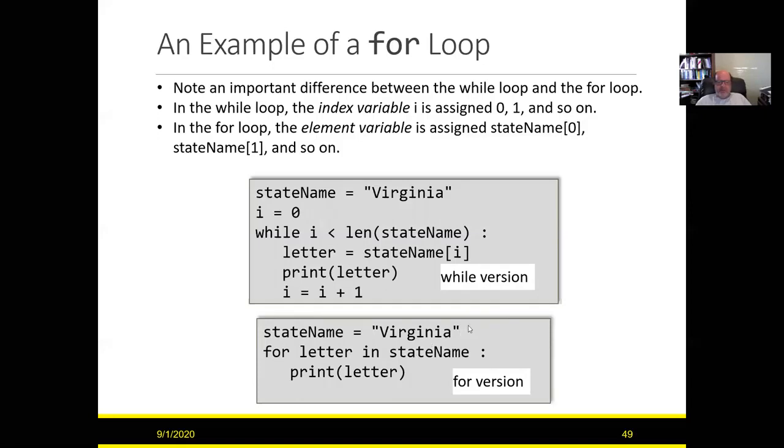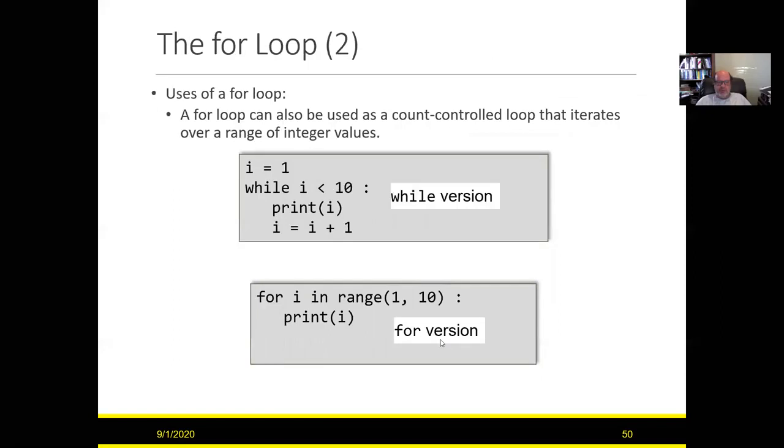Now, if I have strings, I can just say for letter in state name. So it's going to go through each character and it's going to pick up one of those characters. So we can do that for the for loop.